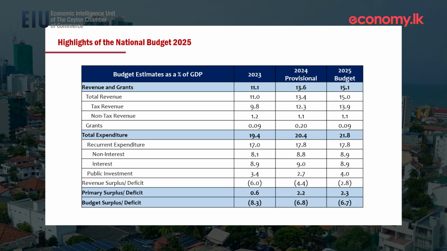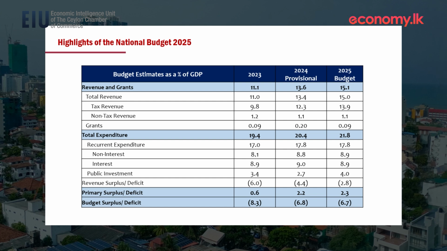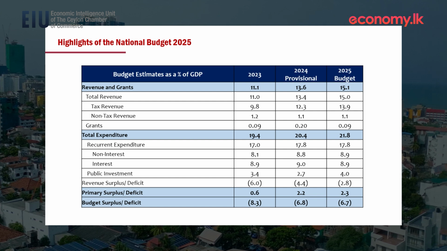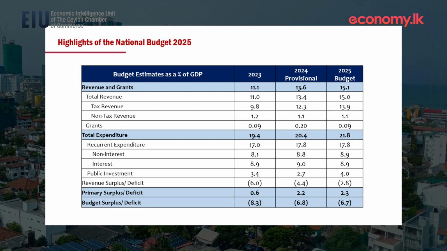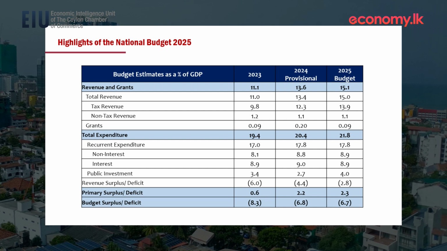And the next slide shows us the revenue and expenditure components as a percentage of GDP. The key number here is the tax revenue target of 13.9% of GDP for 2025. What you have to understand with this budget is that it is designed according to the Public Financial Management Act that was passed in Parliament during the previous government in 2024.